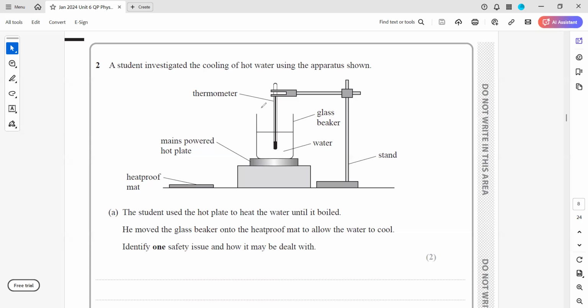So you may touch a hot plate or a hot beaker, and you don't want to touch that. So use gloves for that.